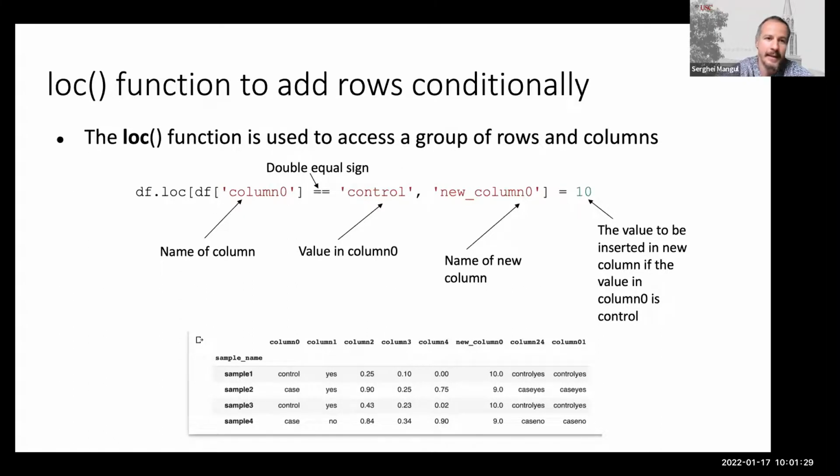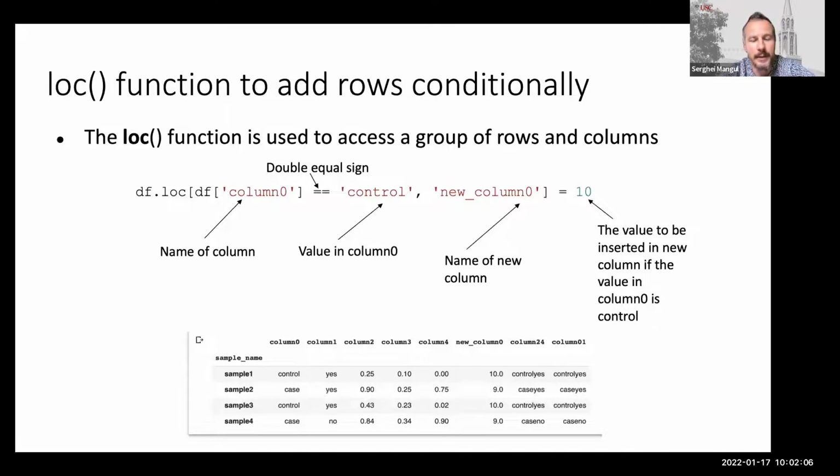Meaning, just save this line, and let's say you have your own data, all you need to change is the name of the column, the value in column 0, the name of the new column, and the value to be inserted in the new column if the value in column 0 is control, right? All those things which the arrow points to. So you can use it as the template. If you replace everything correctly, it will work for your data, right? So it's quite a good command.